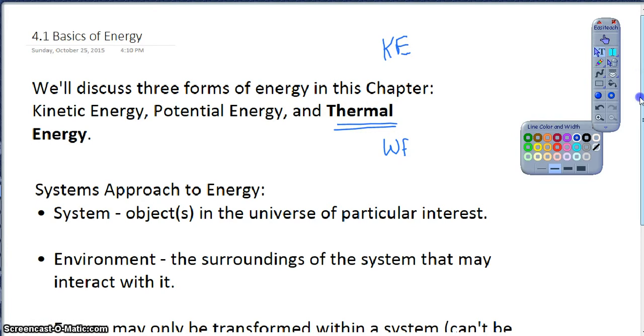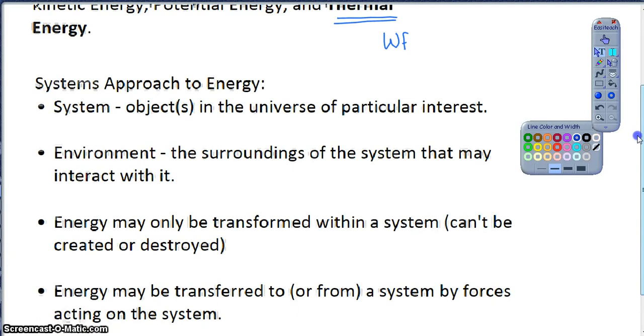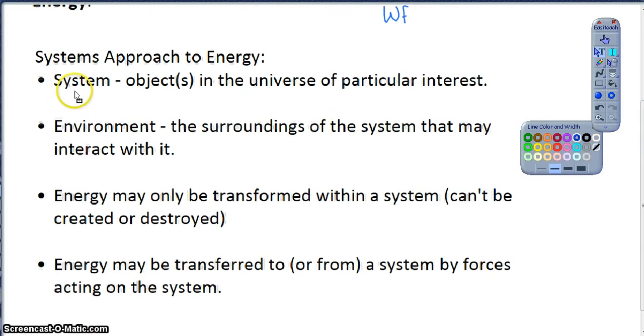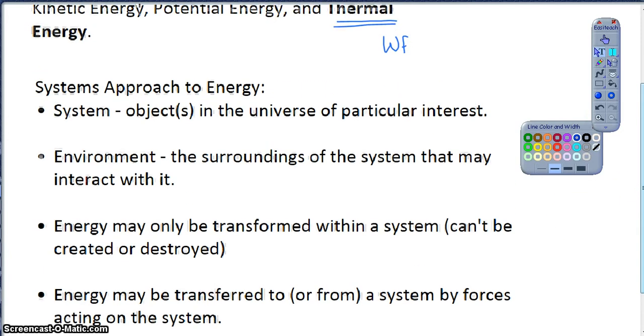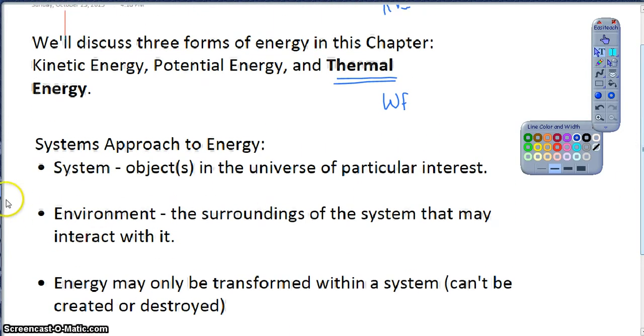But otherwise, you've got the rest of these bullets here, so I won't spend a whole lot of time going through these. Just make sure you are comfortable with what the system is. It's the objects in question, the environment, anything surrounding it. Keep in mind that energy is never created or destroyed, it's only transformed. And then energy may be transferred to or from a system by forces acting on it. So we'll see all of that pop up in a little bit more detail moving on, but again, you have all of those, so I won't waste much more time than that for now.